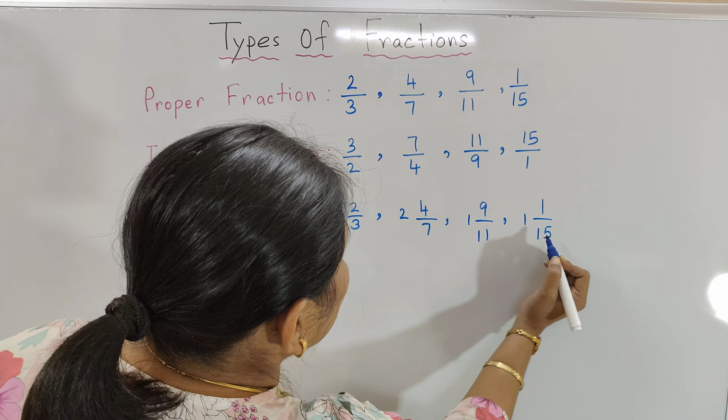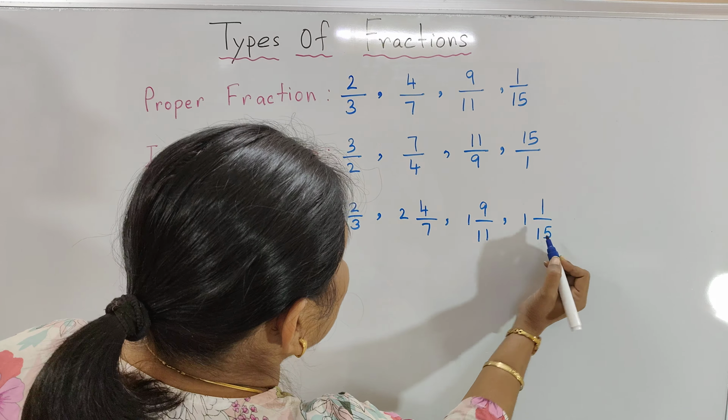Now let's move to the next one, unlike fractions. In unlike fractions, the denominators will be different. 1 by 7, 2 by 5, 8 by 9, 11 by 3, 13 by 6. These are all examples of unlike fractions where we see the denominators are different from each other. So these are the examples of unlike fractions.